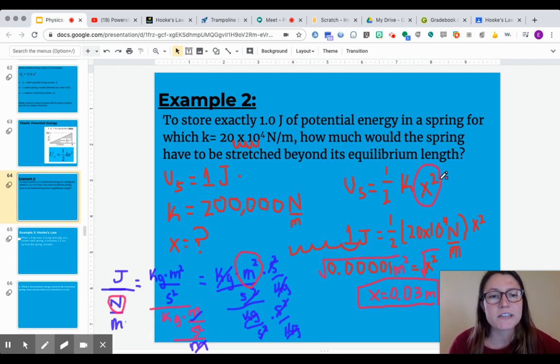So 1 joule of potential energy is stored in this spring when it is compressed or stretched by 0.03 meters, which is equivalent to 3 centimeters.